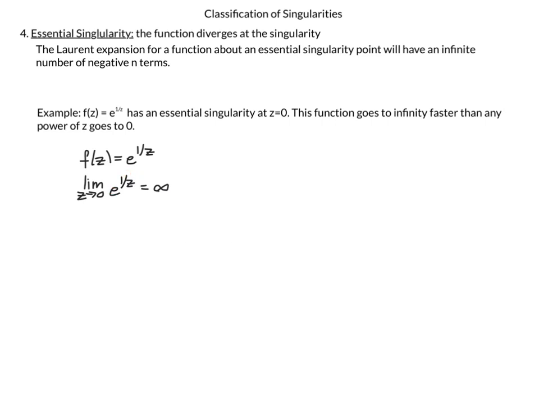which will be equal to infinity. And you can see we can't just multiply by z minus 0 as we did for the removable singularity and get rid of the singularity of e to the 1 over z. No matter how many times we multiply by z minus 0, this part is always going to go to infinity. So in this case, z equals 0 is an essential singularity for this function.